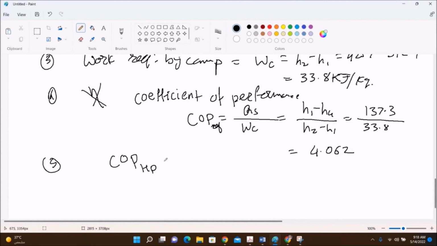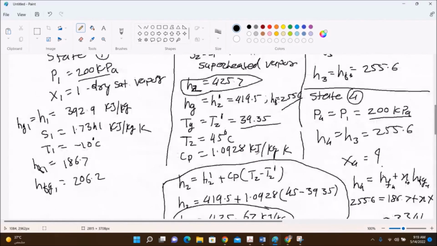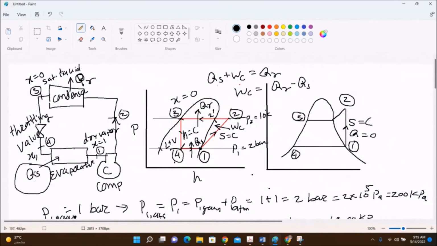COP of heat pump. It is asked. So what is a heat pump? It is a reverse vapor cycle. Heat pump means I want to cool the room in summer, and in winter I want to heat the room. So the cycle is reversed, and the refrigerator will act as a heat pump. Nowadays, air conditioning does both heating and cooling, so there is an adjustment for reversing the cycle.